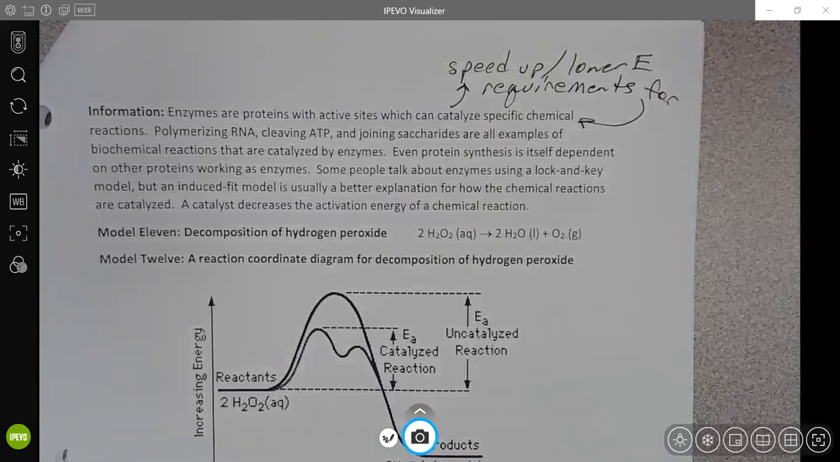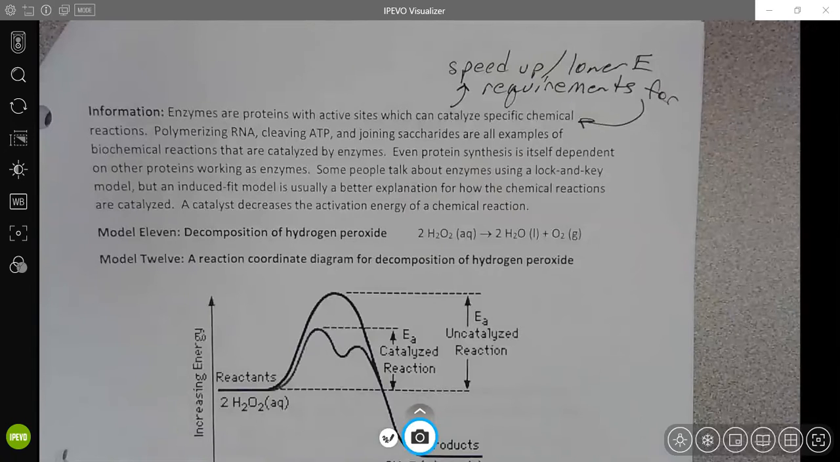Some people talk about enzymes using a lock and key model. So picture a lock and a key that you can stick into it. But an induced fit model is usually a better explanation for how the chemical reactions are catalyzed. So instead, picture someone handing you a fruit and the fruit doesn't quite fit in your hands. So when the fruit comes in, your hands come together a little bit more to hold the fruit and make it more secure. In that process of changing the shape of your hands, maybe you make it easier to open up that fruit, okay?